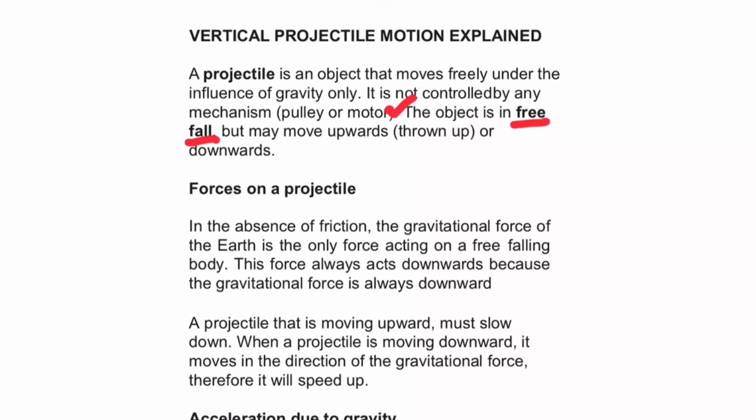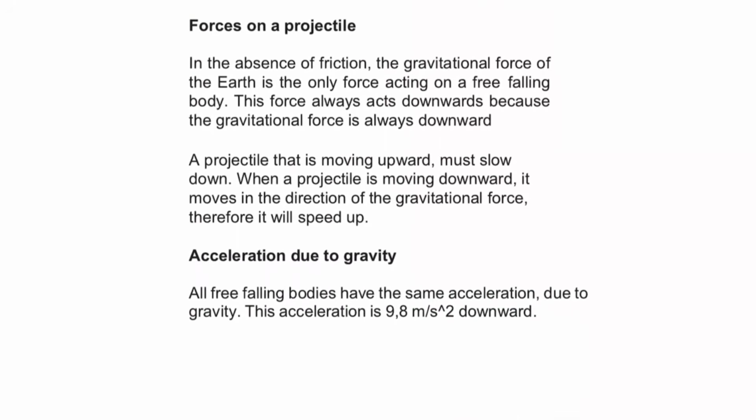Now let's talk about the forces that are acting on a projectile. Like we've said, in the absence of friction, the gravitational force of the earth is the only force acting on a free falling body. If you throw a ball upwards, why does it come down? It comes down because it's being pulled downwards by the earth, right? It is accelerating towards the earth.